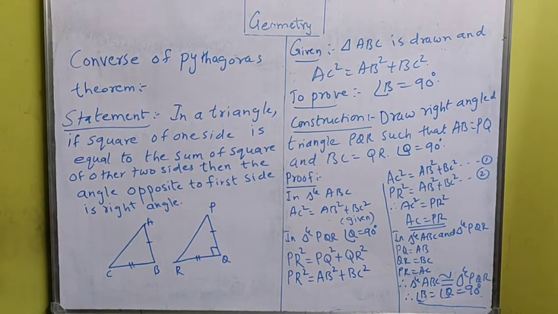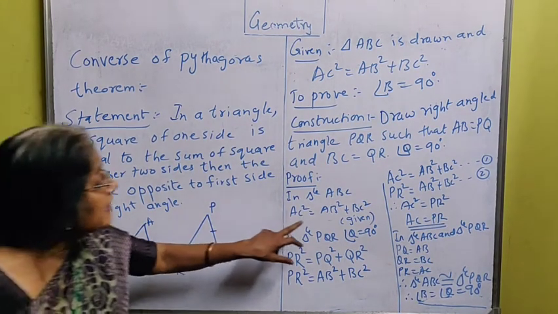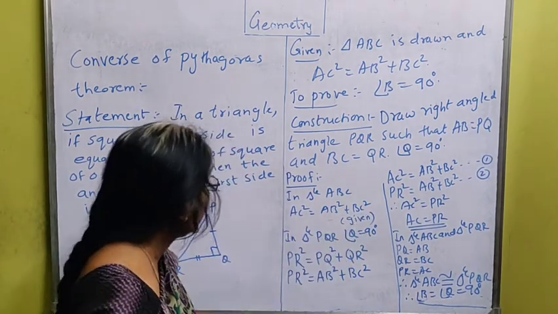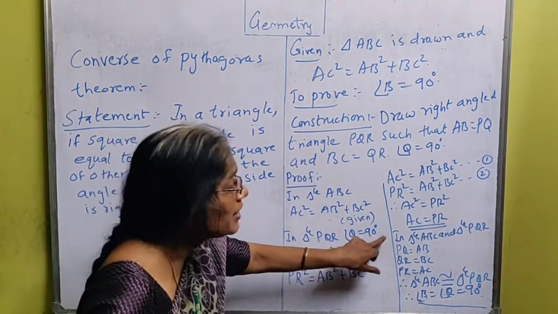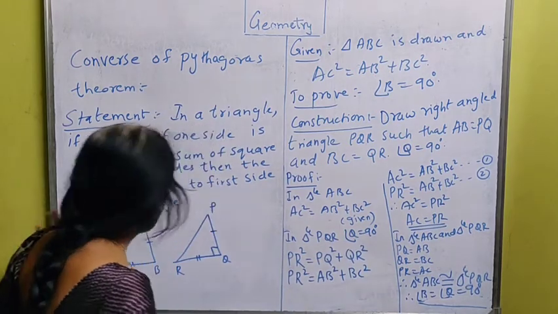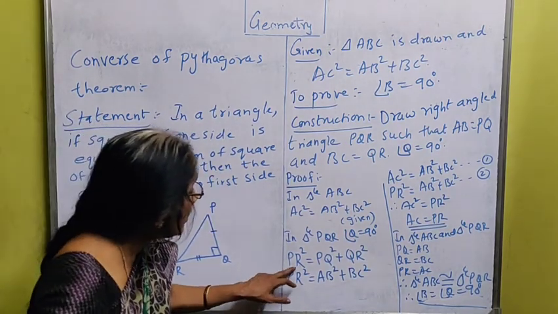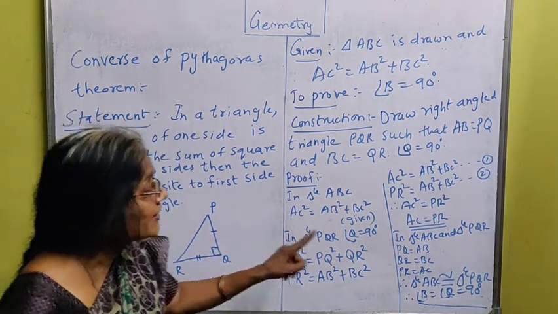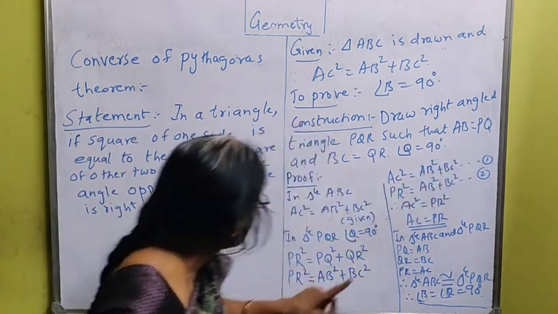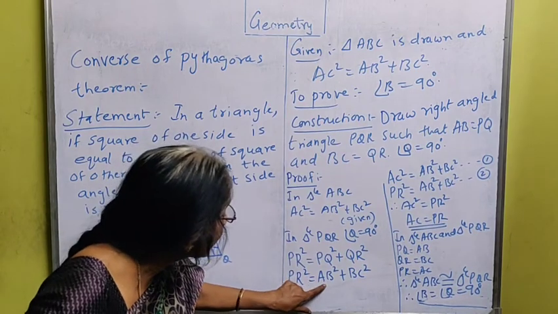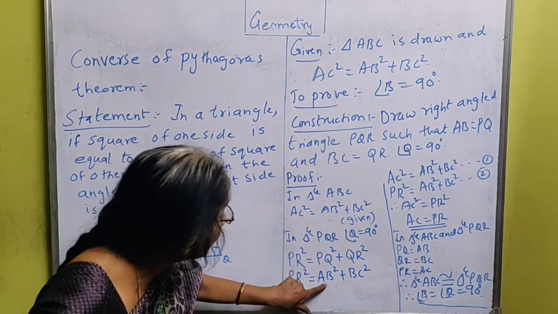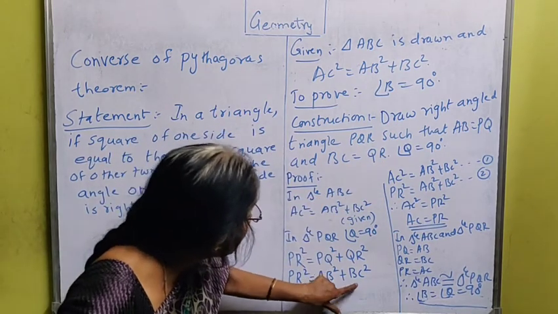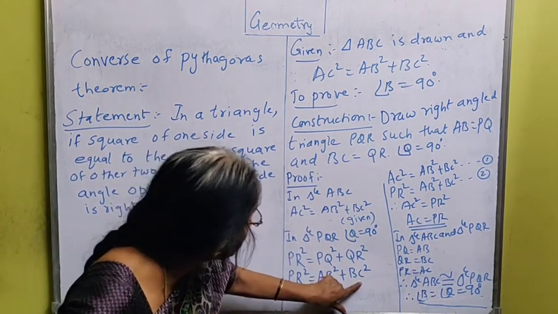Now we have to take the proof. Already in triangle ABC it is given to us that AC square is equal to AB square plus BC square. In triangle PQR, angle Q is 90 degrees, so we can use the Pythagoras theorem. What does it say? PR square is equal to PQ square plus QR square. But in the construction you can see AB is equal to PQ, so instead of PQ I can write AB, so PQ square will become AB square. BC is equal to QR, so instead of QR I can write BC, so QR square is equal to BC square.